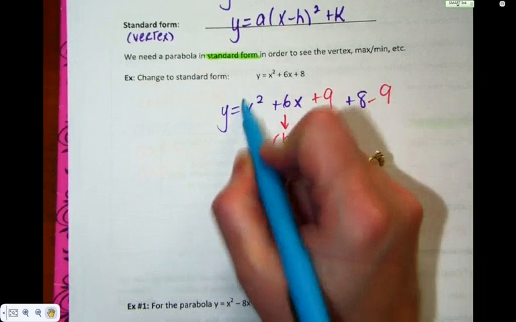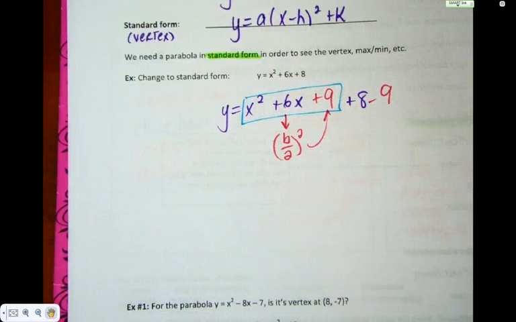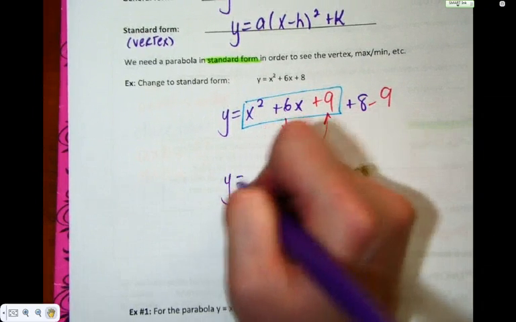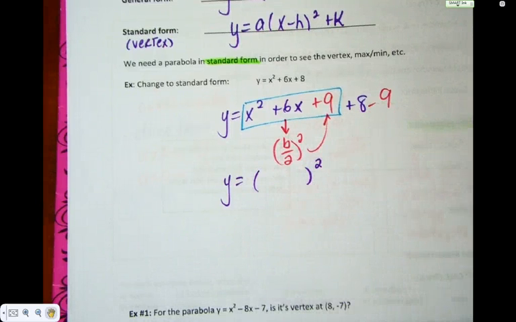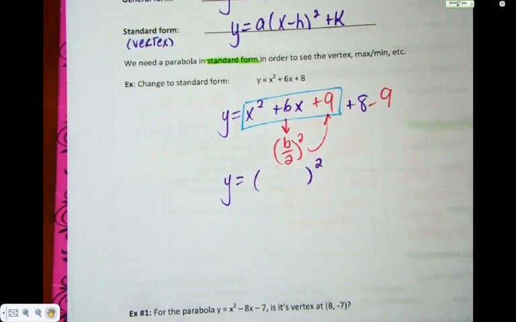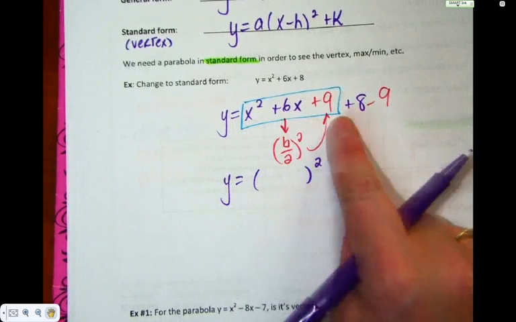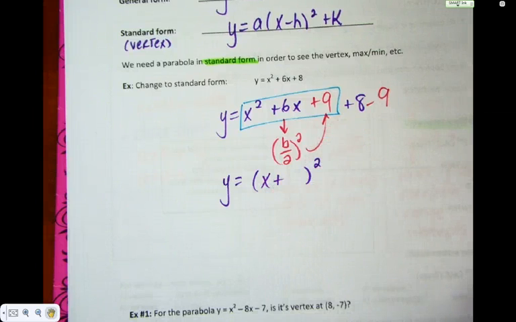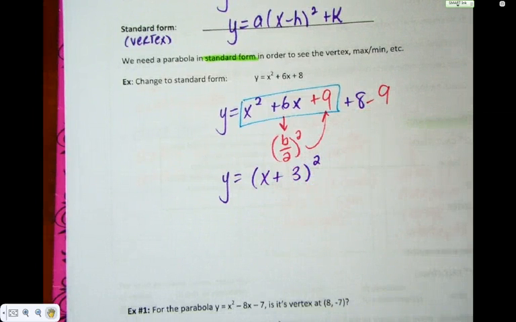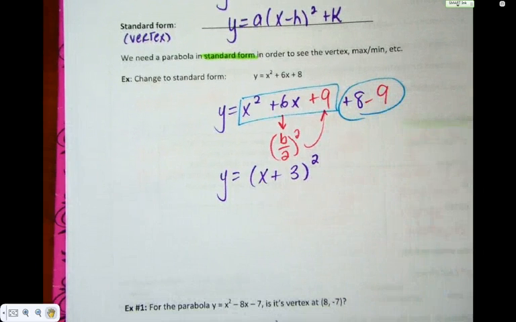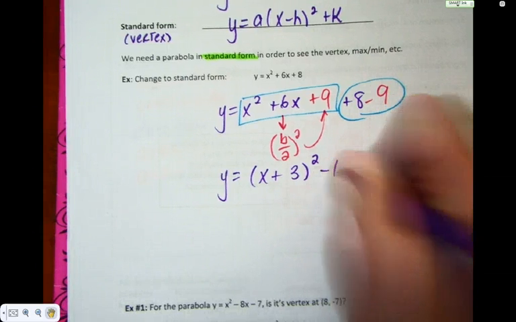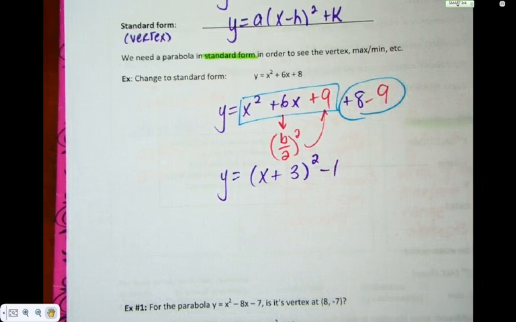So now what I'm going to do is group the first 3 and factor them. And again, this is just what we did last unit for method 3. I know I'm going to have a binomial squared. Remember, this is a perfect square trinomial, so it factors into (x plus 3) squared, and that comes from the middle divided by 2. And then all I'm going to do is simplify these guys. So the last 2 numbers I'm just going to combine together, plus 8 minus 9 is minus 1.